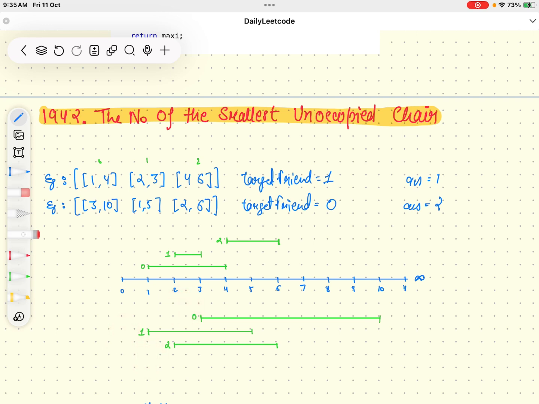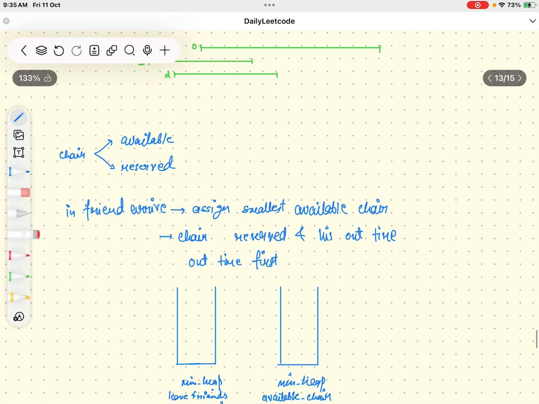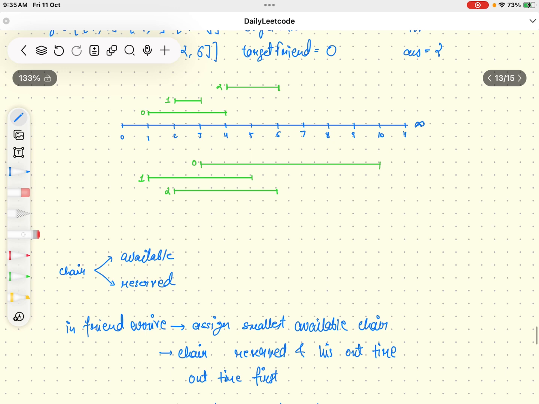So how are we going to solve this question? Looking at the question, we come to the conclusion that a chair can either be available or reserved. If someone is sitting on it, it is reserved, and if someone leaves, that chair is available to be occupied by someone else.